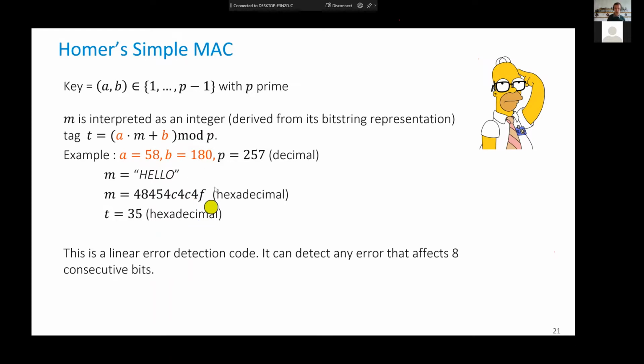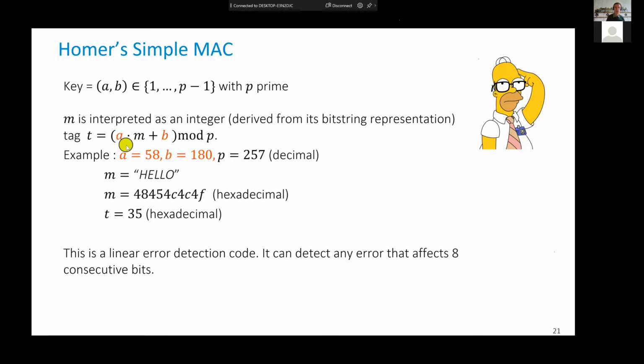Those error detection codes typically use computation in a non-standard way. For example, here they use computation modulo a prime number. That's an example of what is called finite field arithmetic. But it's very simple. The secrets are two numbers, A and B, which are the coefficients here.